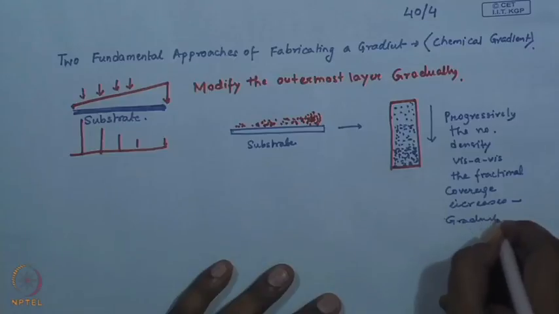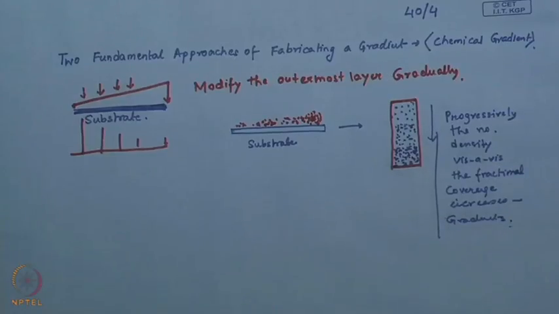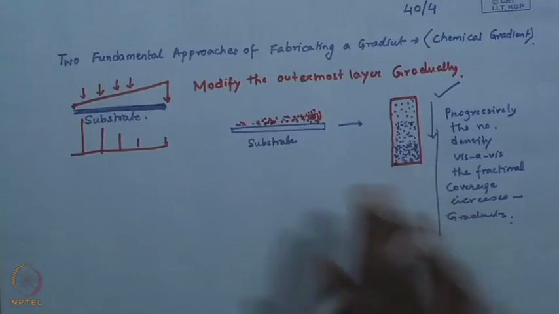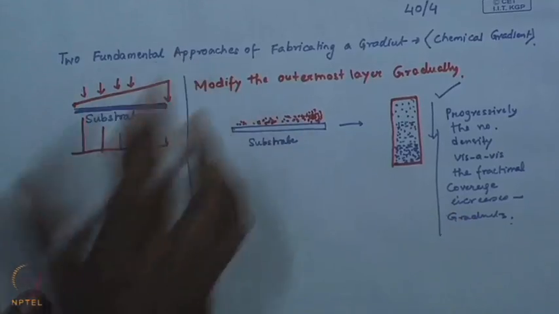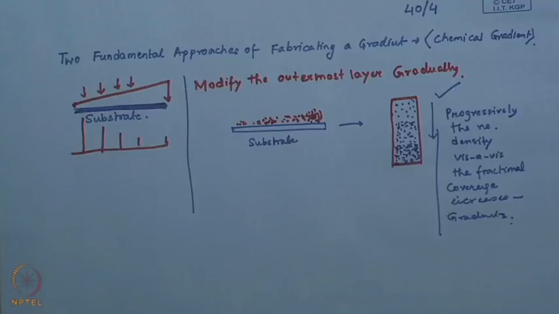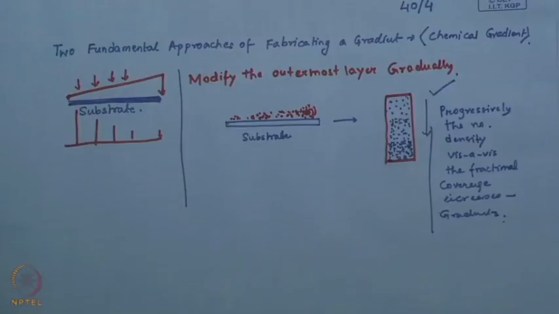So, these are the two broad approaches by which people are working on generating gradients. This is one of the simpler approaches, and the majority of the chemical energy gradients that are fabricated even today are based on this approach, but this is also possible, and the case study we will give on a soft lithographic approach for generating a topographic gradient is based on this.